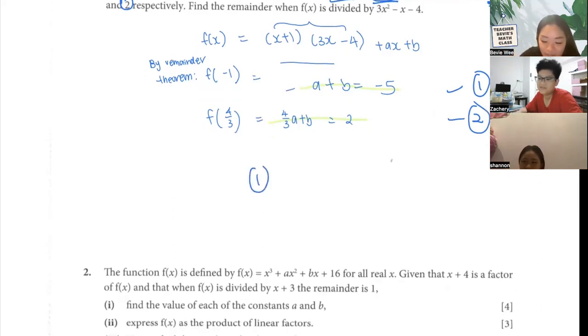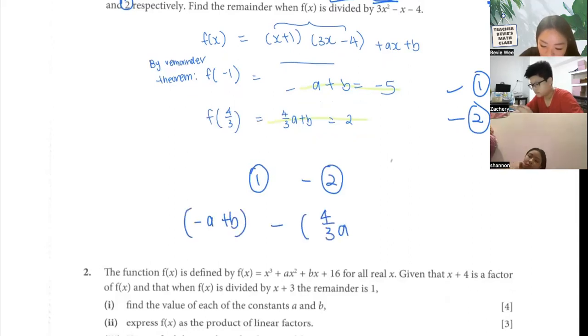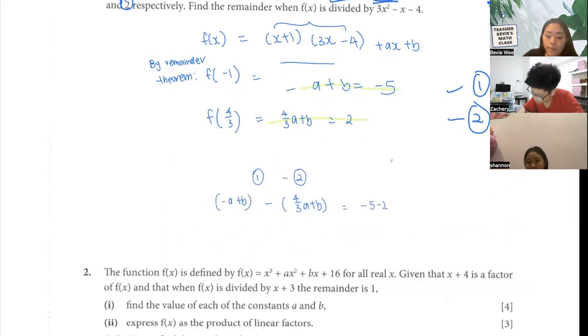Okay, so I'll take equation 1 minus equation 2. So minus a plus b, minus 4/3 a plus b, equals minus 5 minus 2. This is the safest way for elimination. Sometimes I know you all do mental sums. You said b is eliminated, why you need to write again? Sometimes you do the sign wrongly, then you will be able to tell from here.